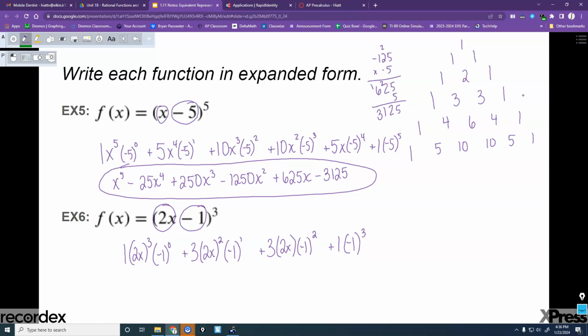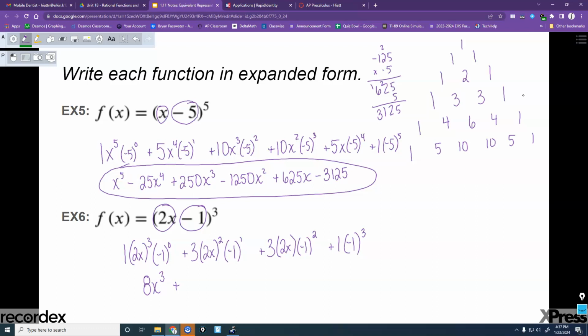So whenever I do this here, when you do 2x to the third, you have to raise 2 to the third power and x to the third power. So 2 times 2 times 2 is going to give me 8, and I'll have x to the third. Negative 1 to the 0 is just 1, so it goes away. Here, you need to do your exponents first. You may even need to do this in a couple steps.